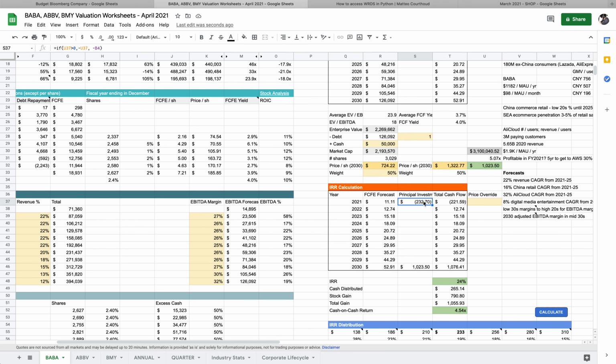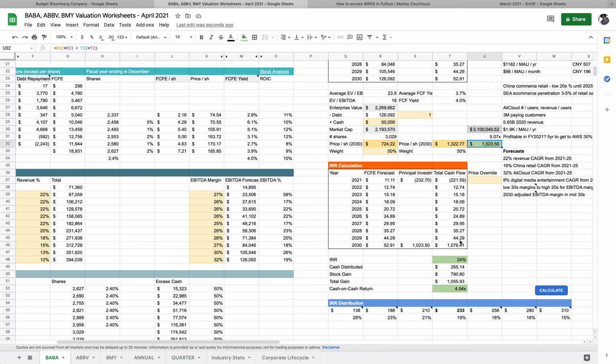Given the current price today, and assuming you sell your stock in 2030 at this price, it takes into account how the free cash flow changes over time and nets out what your net gain is. And from that, you can calculate what the IRR for this particular investment is.